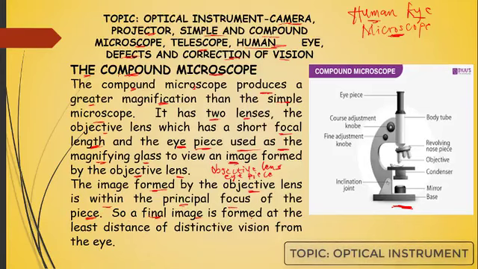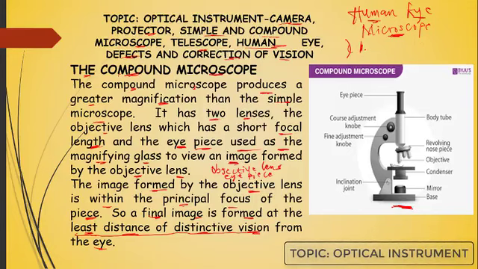So a final image is formed at what we call the least distance of distinct vision from the human eye. Take note of this term, least distance of distinct vision of the human eye. What do we mean by least distance of distinct vision? It simply refers to the minimum distance that an object can stay close to or away from the human eye, and the eye will be able to see that object and make it out without any strain. So for some people, for them to be able to see an object very well, they have to bring it very close to their eyes.